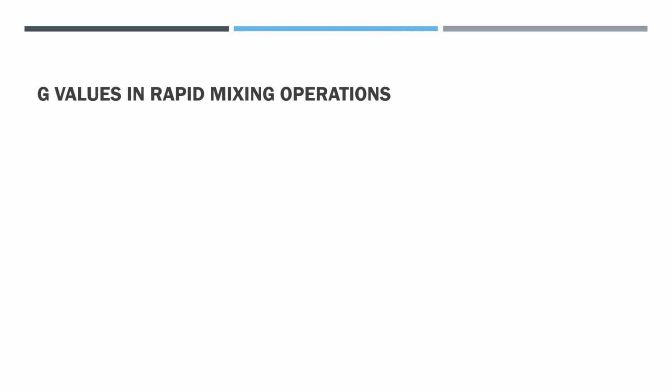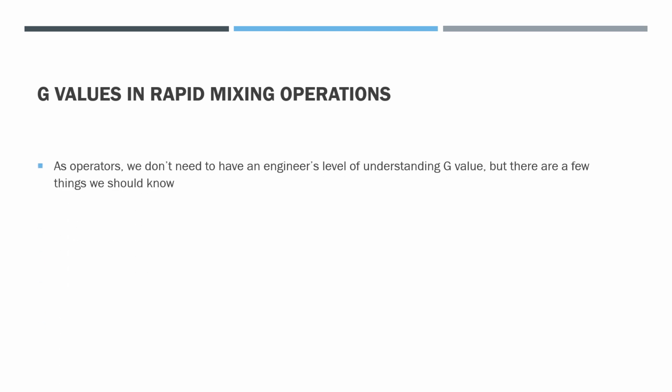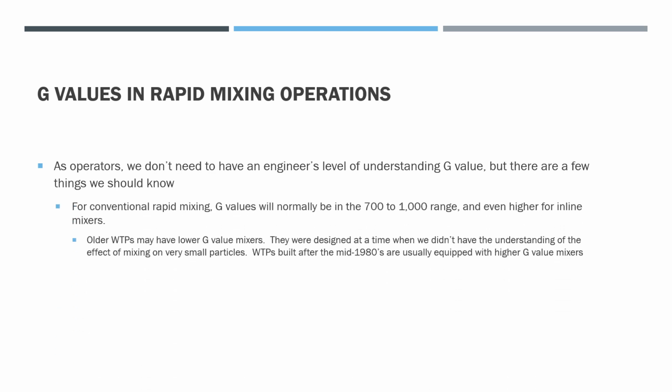So we do that by mixing the coagulant into the water, and when you do that, we use G values to determine how much energy it takes to do that. So again, as operators, we don't need to have that engineering level of understanding of G value, but there's a few things we probably ought to know so that we understand what they're giving us here. In conventional rapid mixing, G values are normally going to be in the 700 to 1,000 range, and again, as I mentioned, Ohio's got to be 750 or greater for new basins. So the older water plants have lower G value mixers, of course. They were designed at a time we didn't understand the effect of mixing on very small particles like we do today. So water treatment plants that were built in the early to mid 80s are usually equipped with higher G values than they were back before the 1980s.